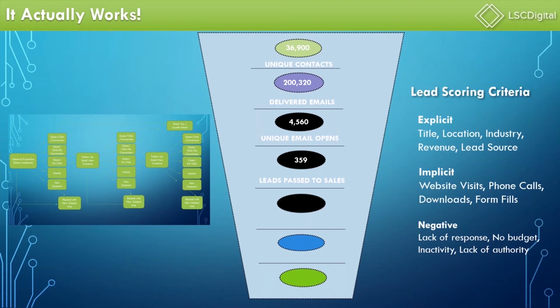And then there's the implicit information. That's the website visits, the phone calls, them taking some type of action. That's opening, that's the form fills. And then there's also the negative. If nobody's opening or clicking on your ads, they're not interested. You had a phone call with somebody and there was no budget. Doesn't matter that they think you're great. If they have no budget or no authority to spend anything, they're not the right people to be talking to. So we had a very specific methodology based around when we hand this over to sales.